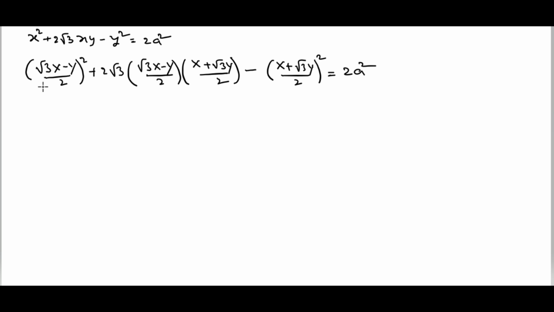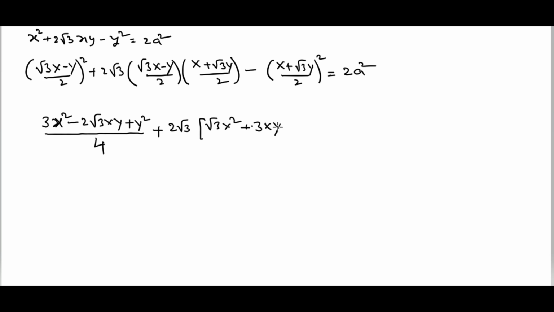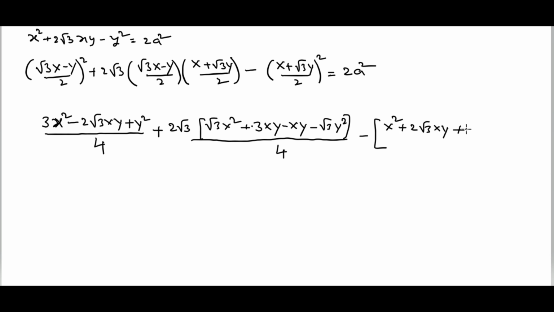Here root 3 X minus Y whole square, that is a minus b whole square, that is 3 capital X square minus 2 root 3 capital XY plus capital Y square, by 2 square, that is 4, plus 2 root 3 into multiplying these two: root 3 X into X, that is root 3 X square, plus root 3 into 3, that is 3XY, minus XY, minus root 3 into Y square, by 2 into 2, that value 4, minus this is a plus b whole square, that is X square plus 2 root 3 XY plus 3Y square, by 2 square value is 4, that is equal to 2a square.